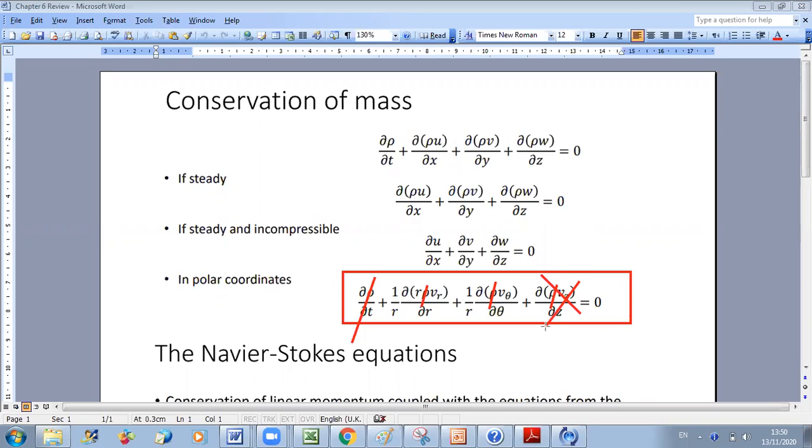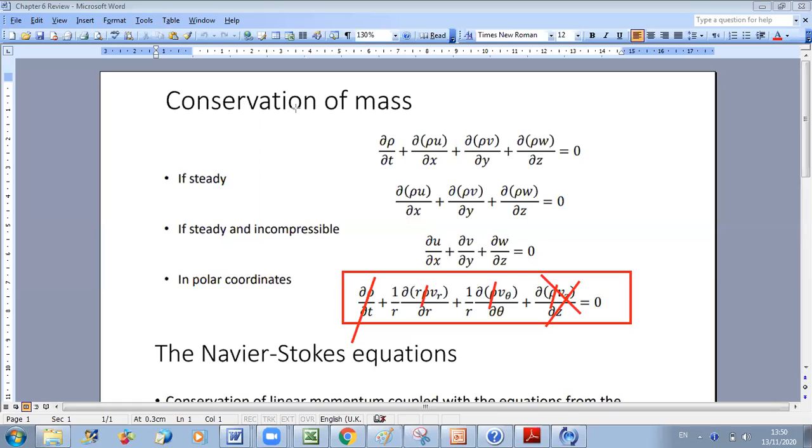Was there a vz here? I cannot hear you. In this problem there was no vz. It was a 2D problem. There is VR and V theta, but in the calculation we fixed that VR is 0. But it's not always the case. In this problem it is the case.